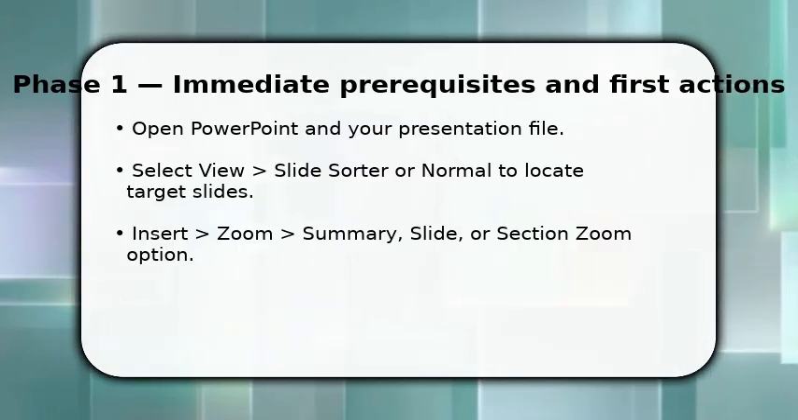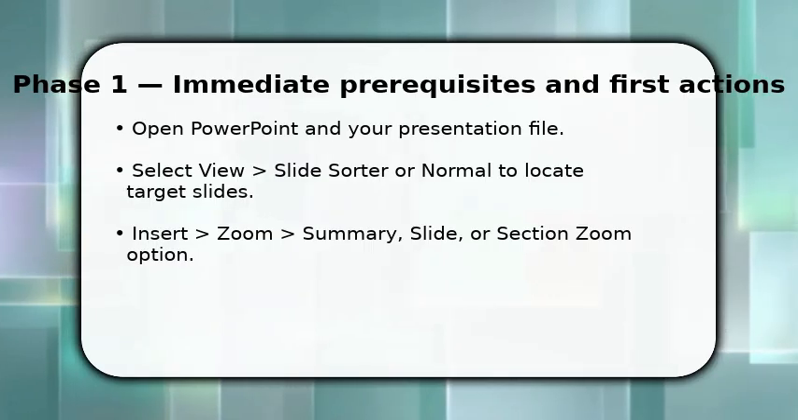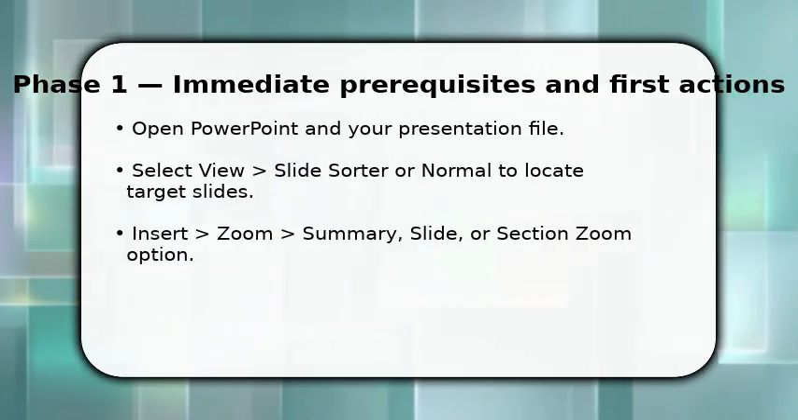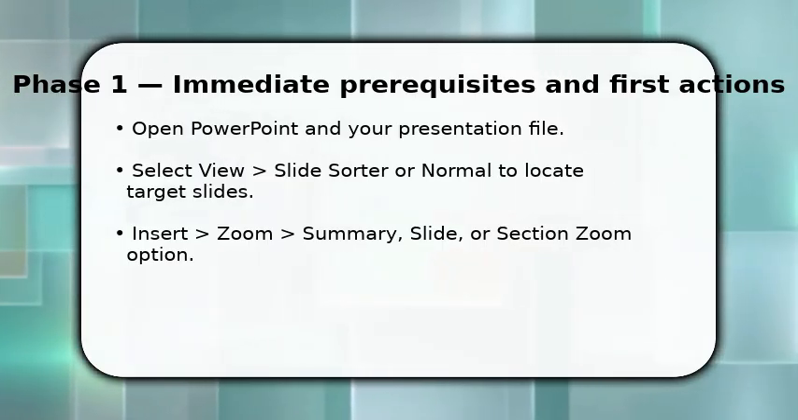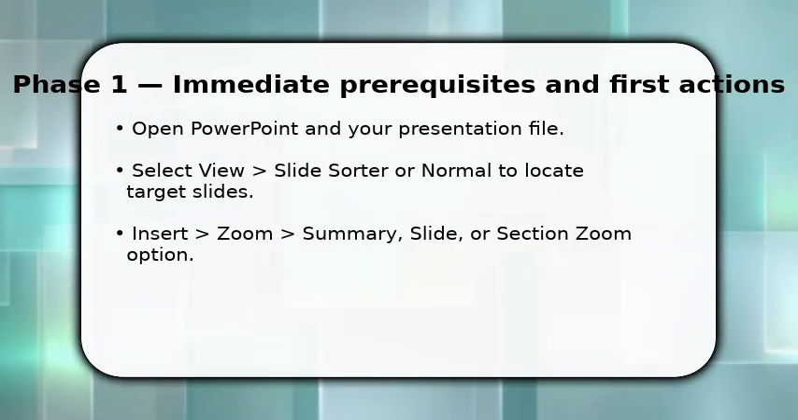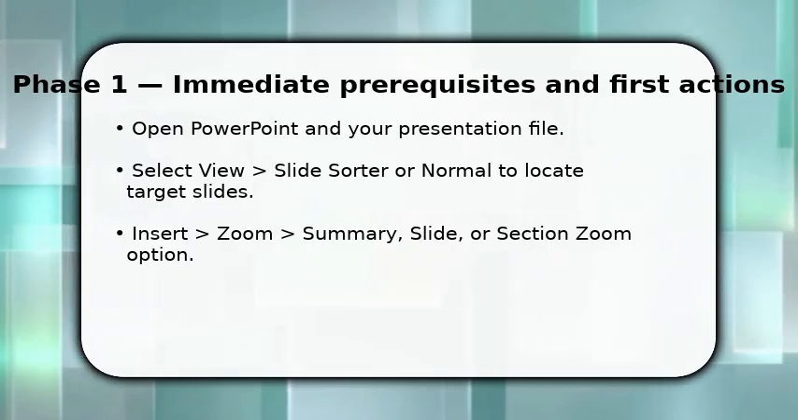You start by opening your presentation and deciding which slides to spotlight. Choose view where you prefer to work. Once done, go to Insert and pick Zoom, Summary, Slide, or Section, and hover to preview. You select slides in the order you want them to appear.